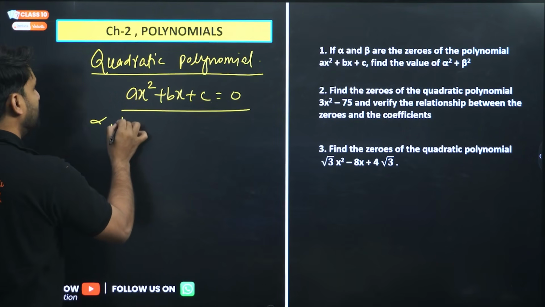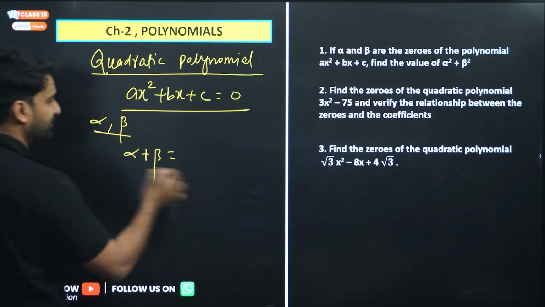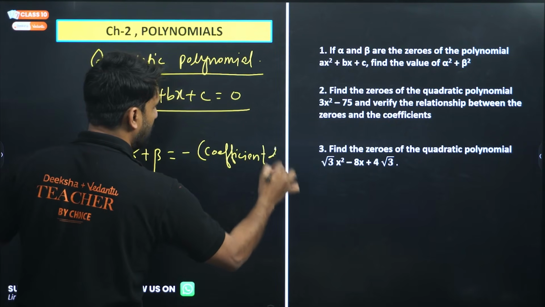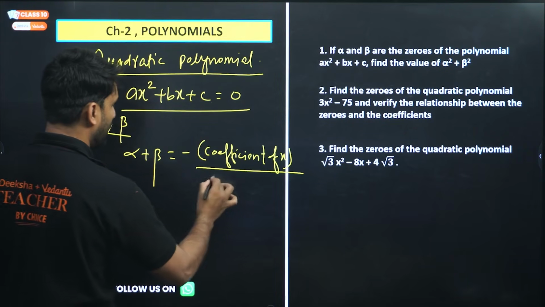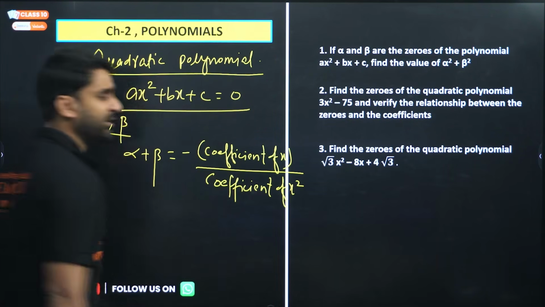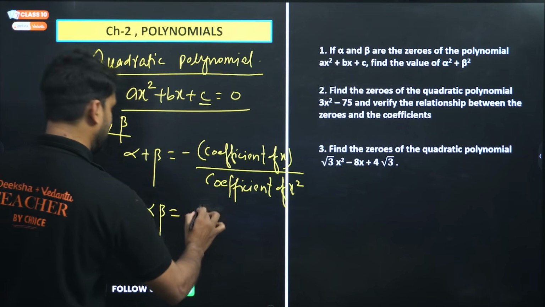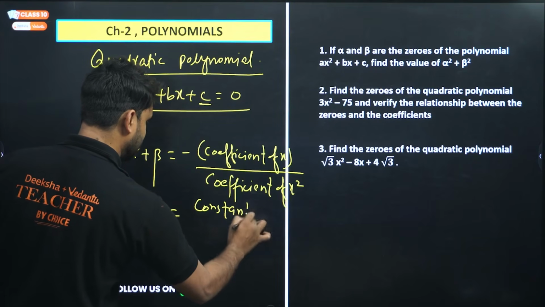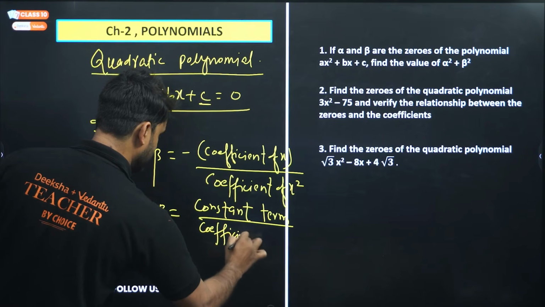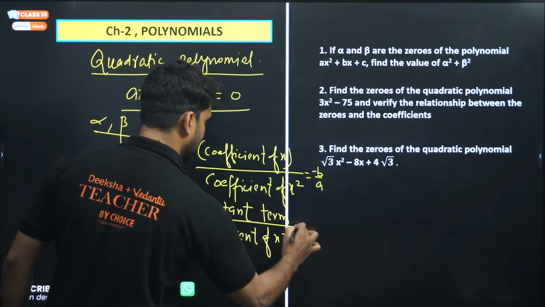If alpha and beta are the two zeros of this quadratic polynomial, you all know the sum of zeros is minus coefficient of x divided by coefficient of x square. So the relationship between coefficients and zeros is very important, and the product of zeros is the constant term divided by the coefficient of x square. Means this is minus b by a, right, and this is c by a.